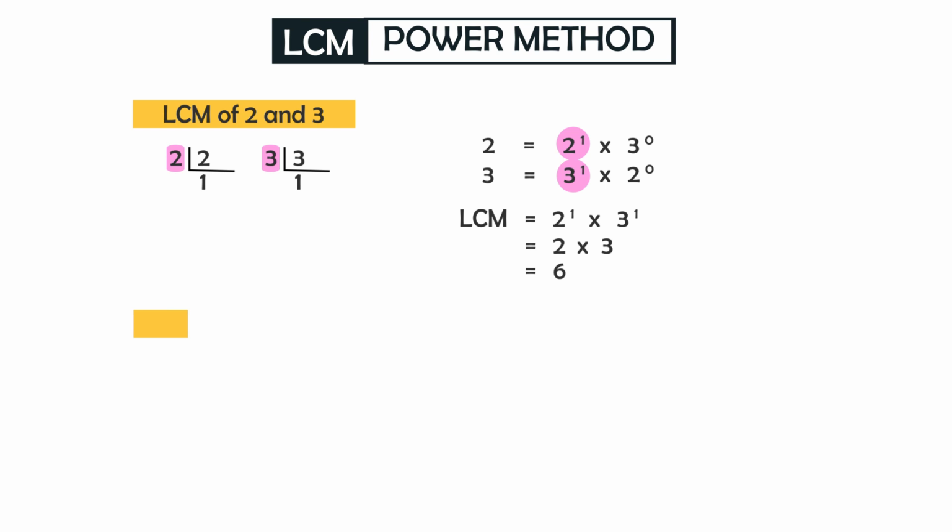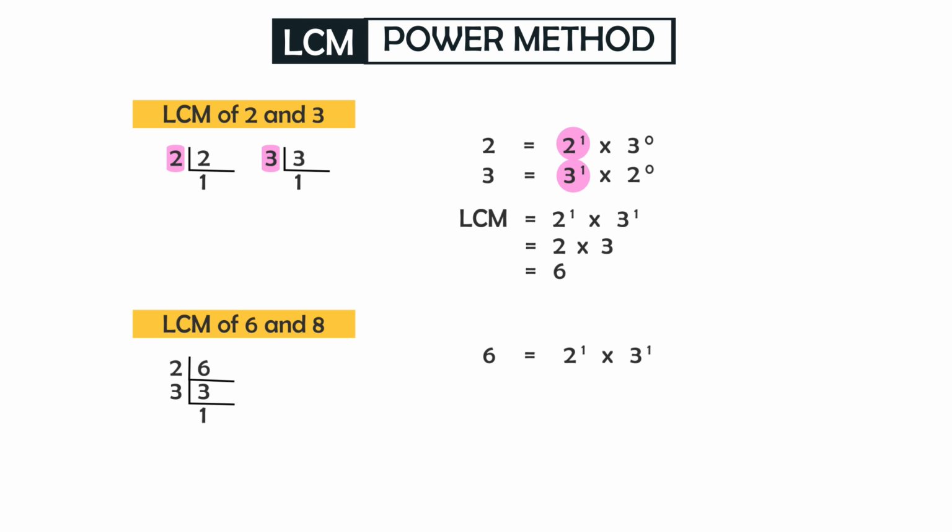The LCM of 6 and 8 using the power method. What are the prime factors of 6? 6 divided by 2 is 3. 3 divided by 3 is 1. So we can write 6 as 2 to the power 1 into 3 to the power 1.